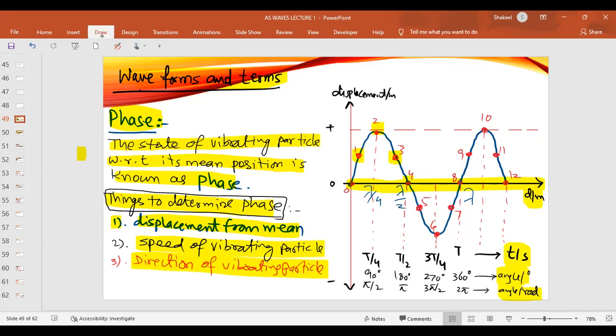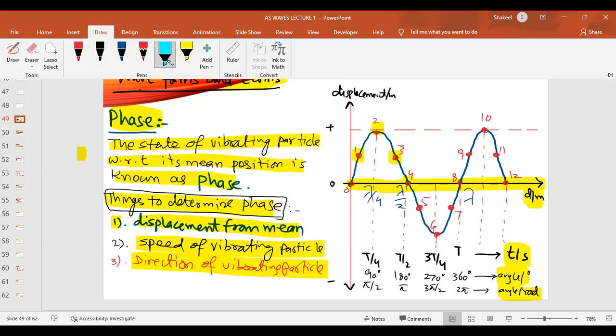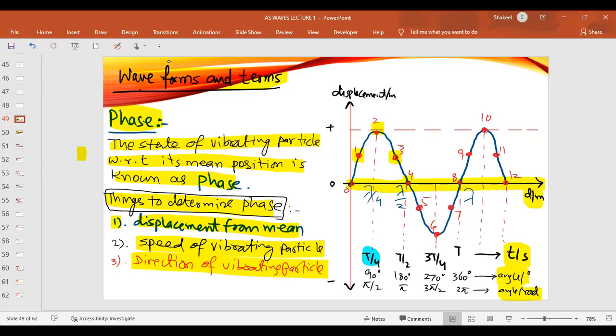If the X-axis is labeled as time, then a quarter of the wave is T by 4, half is T by 2, 3T by 4, and one wave has a time period of T. If it is angle, for a quarter of the wave, it is 90 degrees or pi by 2. For half, it is 180 degrees or pi. For 3/4, it is 270 or 3 pi by 2. And one full wave is 360 degrees or 2 pi radians.